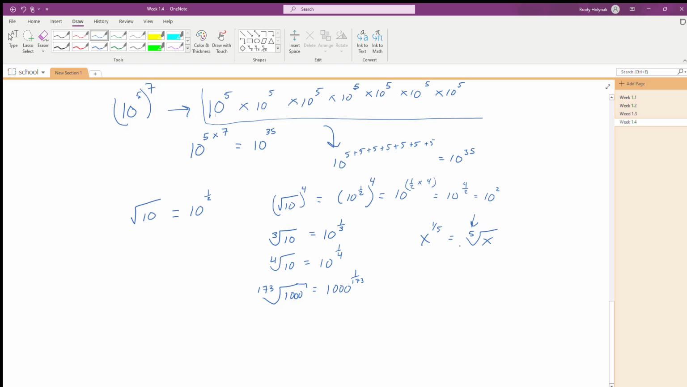And again, anytime that we have these roots, they can be applied through any of the formulas or any of the theorems that we have for powers of 10, multiplying, subtraction, dividing, that kind of stuff.